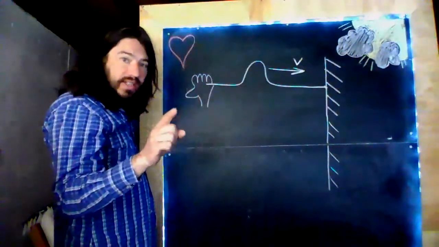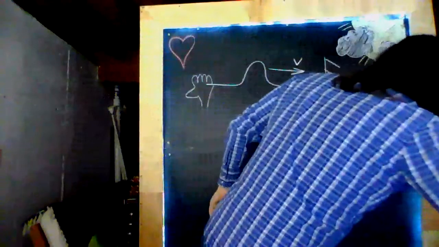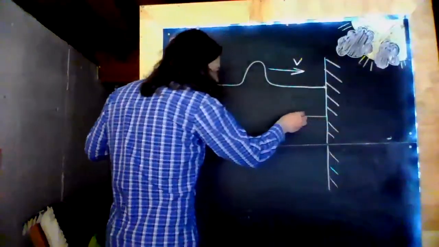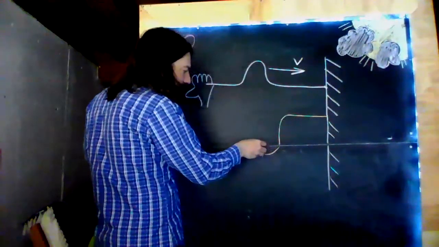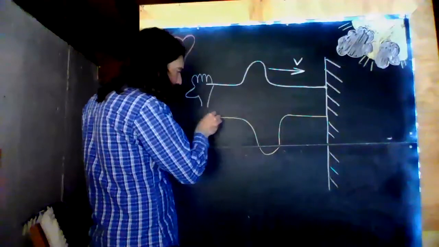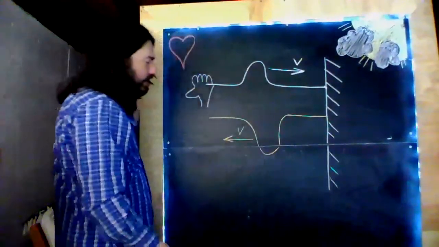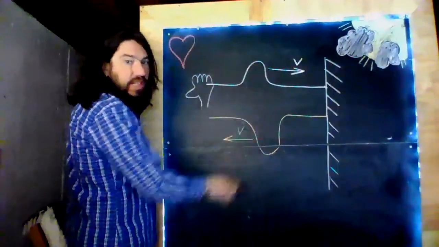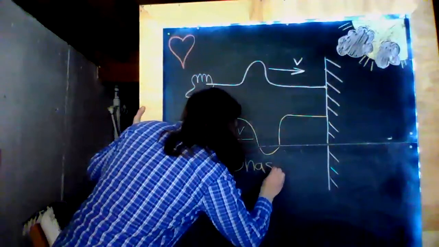But what's really interesting here is it won't just head back in this direction as it was. And we'll draw the reflected pulse in orange here. The reflected pulse actually will invert. It dips down. This is called a phase change. So this is what I'm talking about, a phase change.